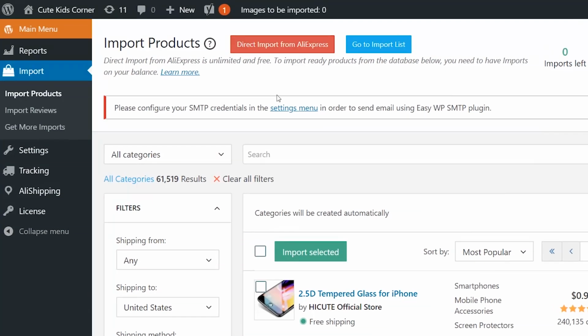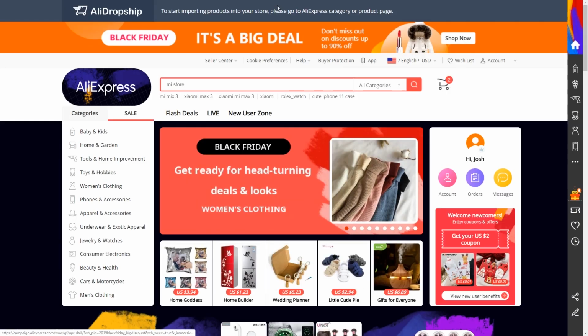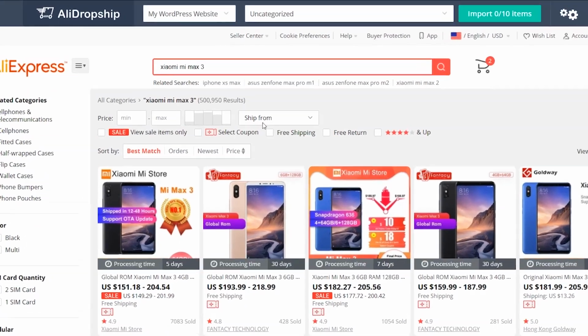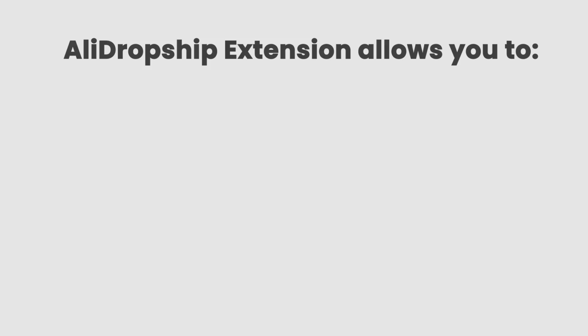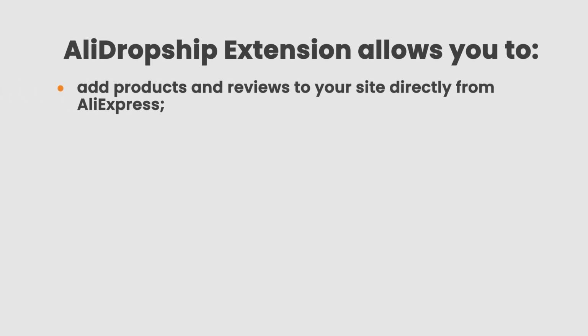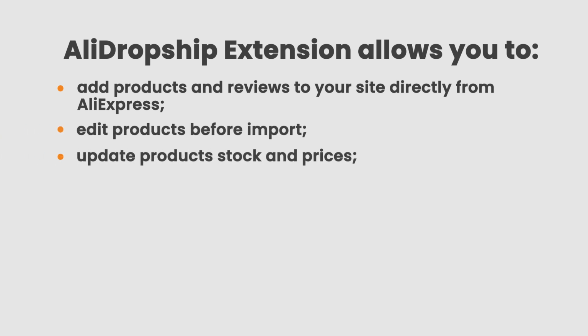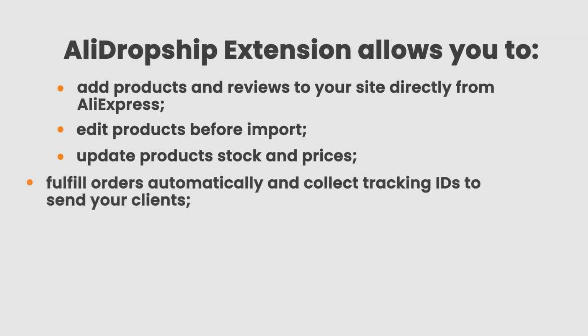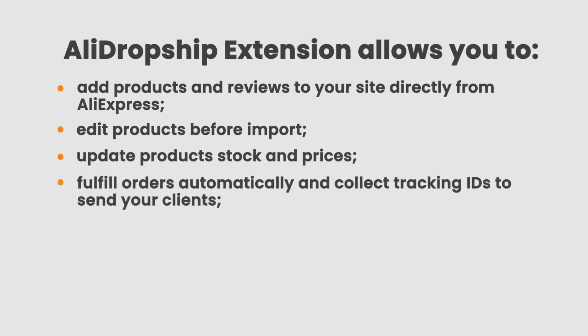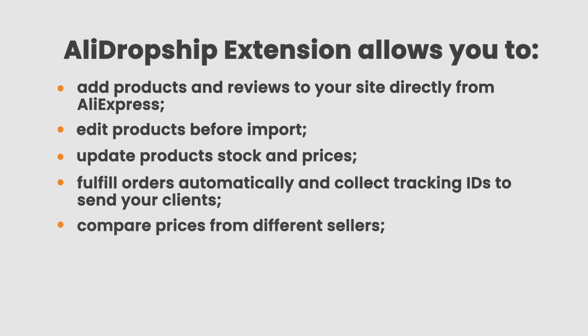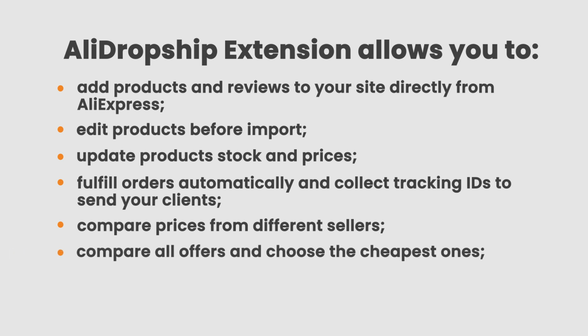We also recommend uploading more products directly from AliExpress. For that, we should set up AliDropship extension first. AliDropship extension allows you to add products and reviews to your site directly from AliExpress, edit products before import, update product stock and prices, fulfill orders automatically and collect tracking IDs to send to your clients, compare prices from different sellers, compare all offers and choose the cheapest ones.